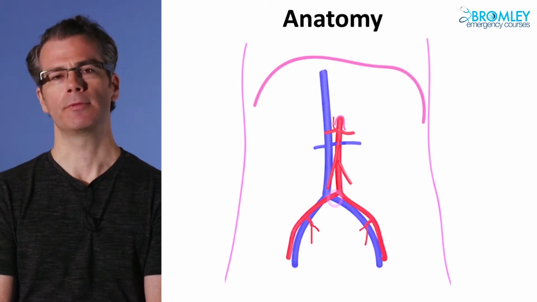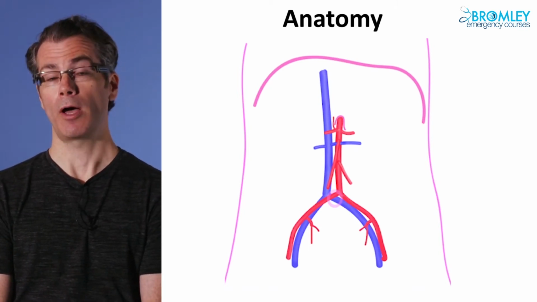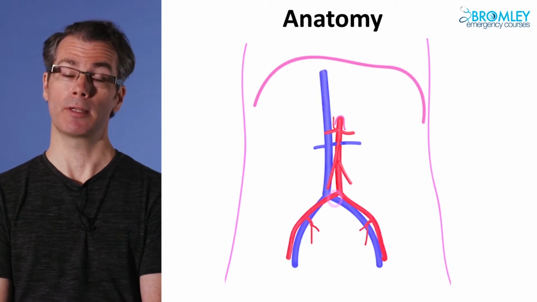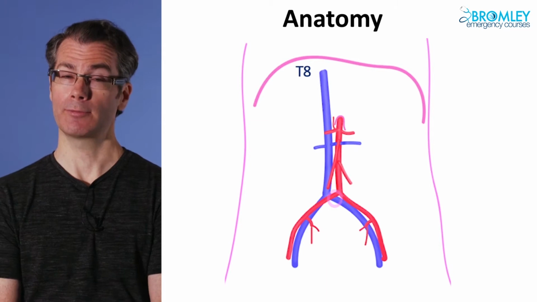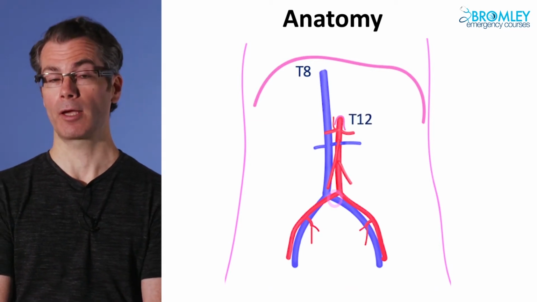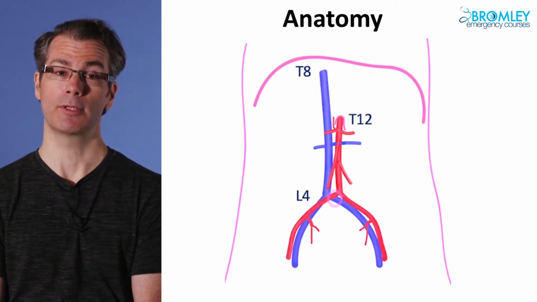What's the anatomy of the abdominal aorta? Well, the IVC enters the abdomen at around the level of T8. The aorta enters a little lower down at the level of T12 and then bifurcates at the level of the umbilicus in L4.